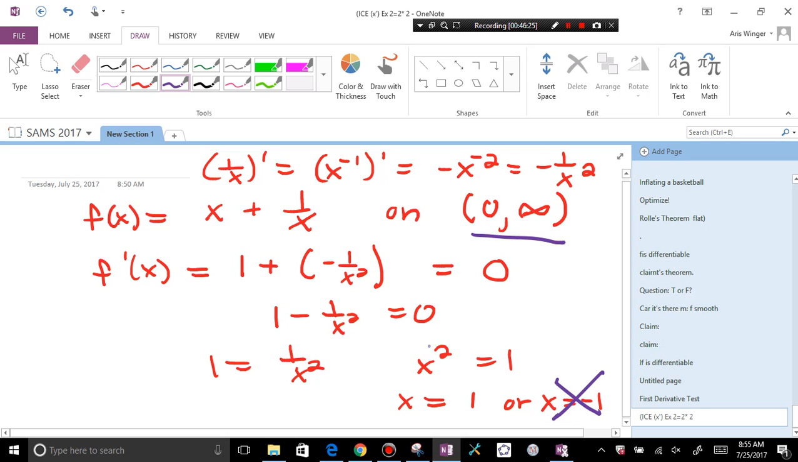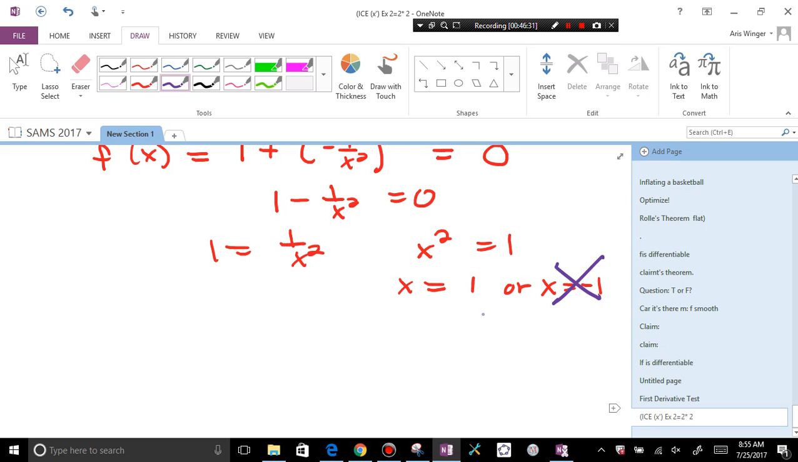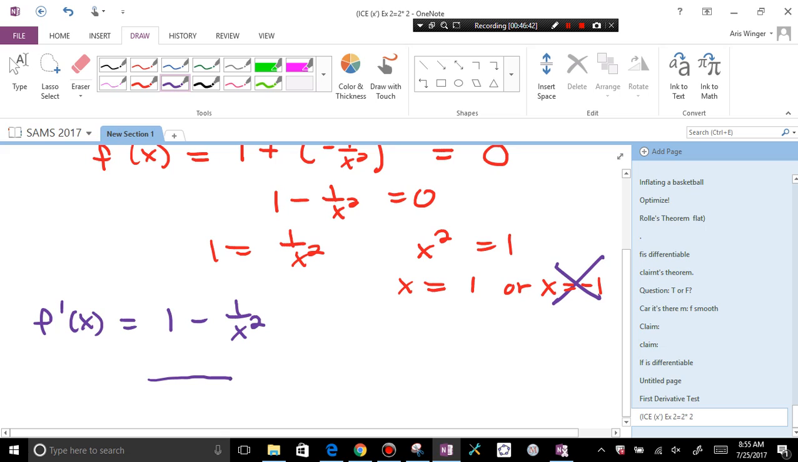So x equals 1. So now I've shown that it's flat at 1. The question is, is it a max or a min? We now have that the derivative is 1 minus 1 over x squared. Here we found the number 1, right?